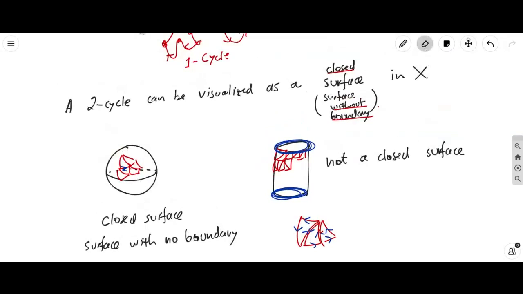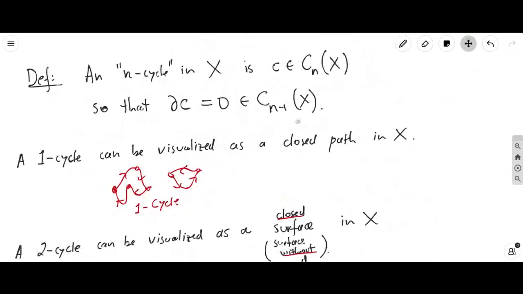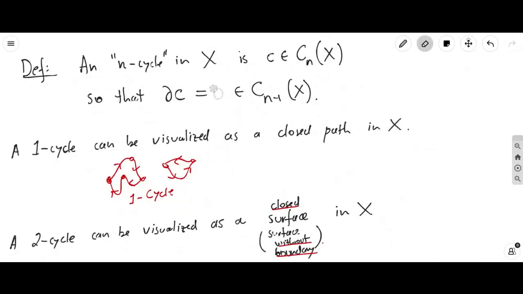So those are the ones we can visualize. One cycles, two cycles. Three cycles would sort of be like a three-dimensional manifold, and that's something you cannot necessarily visualize anymore. But that's how it works. So that's the visualizations. But this is the definition. This is the way we define an n cycle. An n cycle is a chain whose boundary becomes 0. And you want to have visualizations for dimensions 1 and 2.